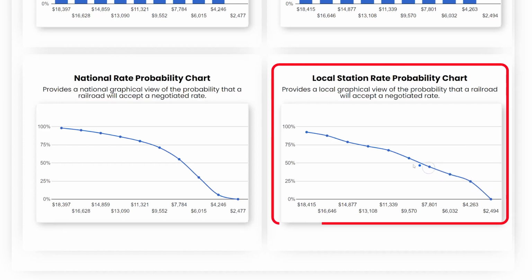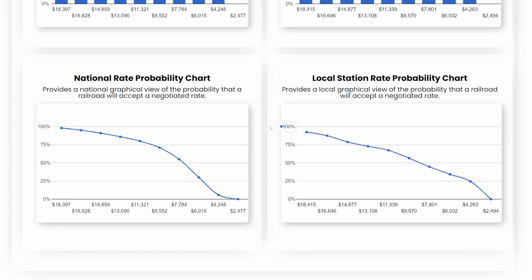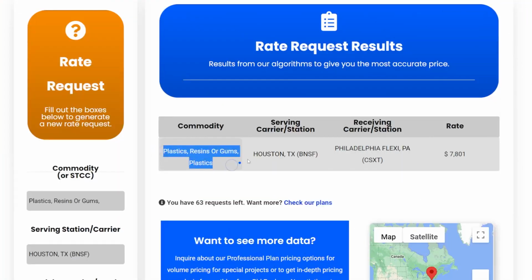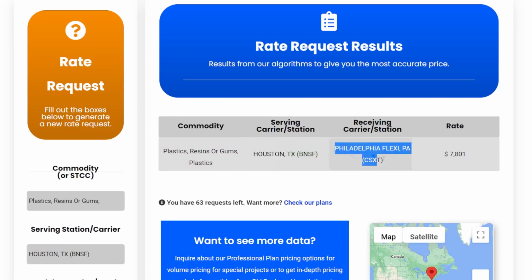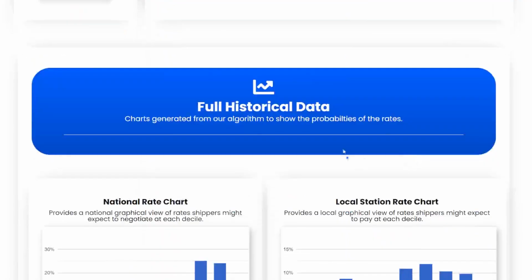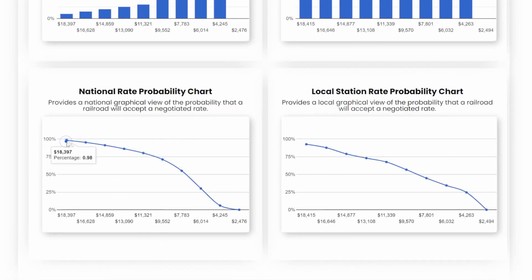The more a shipper is willing to pay, the greater the probability that the railroad will accept that rate at negotiation. For example, plastics from Houston, Texas to Philadelphia, Pennsylvania in the national model has a 98% chance the railroad would accept a rate of $18,000, a 71% chance they would accept a rate of $9,000, and a 30% chance that they would accept a rate of $6,000.